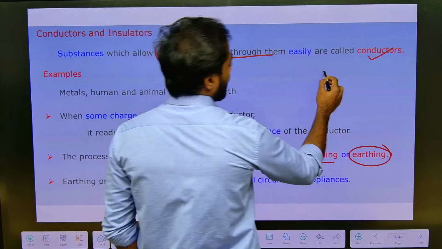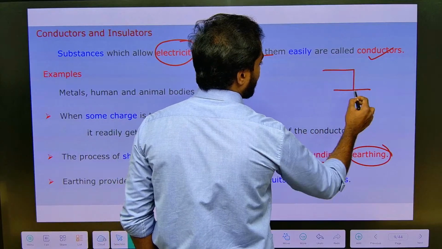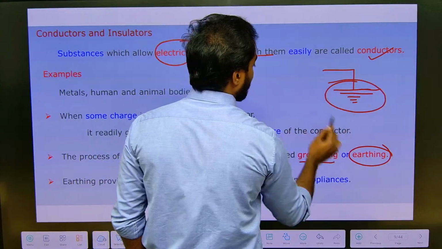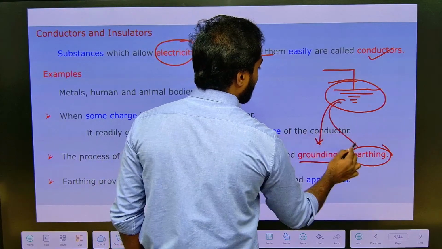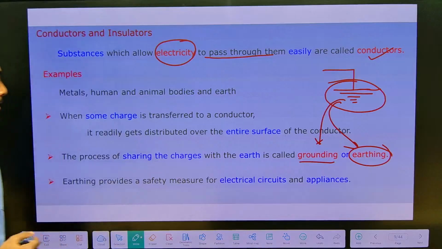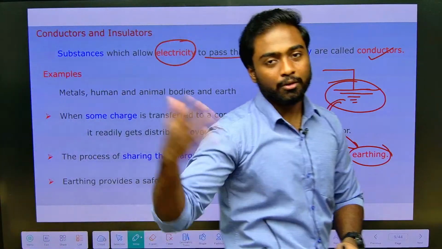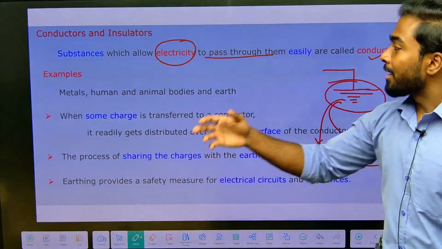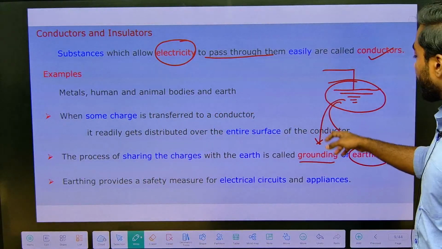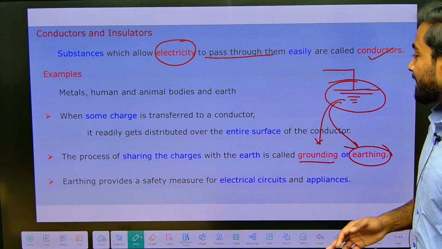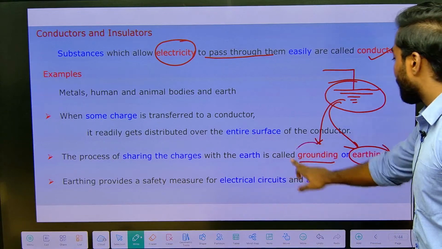Usually we have seen these kinds of diagrams. This diagram usually represents grounding or earthing, we will say. The extra charge which we are getting from outside sources, like transformers, will be going through this grounding or earthing process. The process of sharing the charges is called grounding.